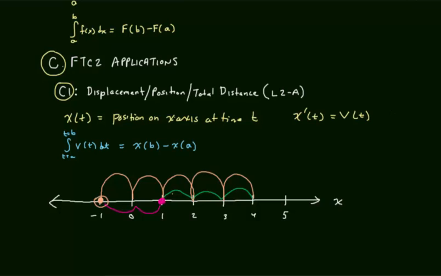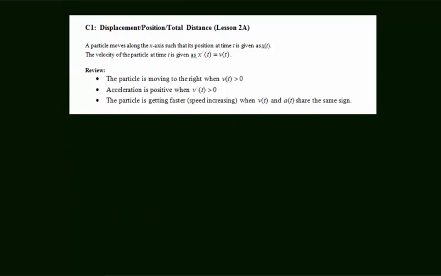So three distinct things to look at. Displacement in this case was -2, position in this case, the final position was -1, and the total distance was 8. All of those have very distinct answers. Now we're going to develop these ideas a little further on the next page.